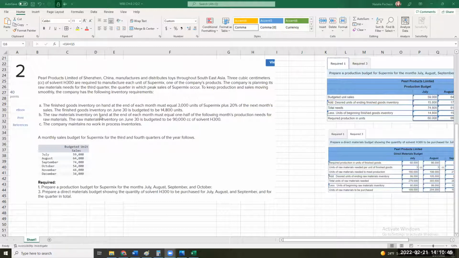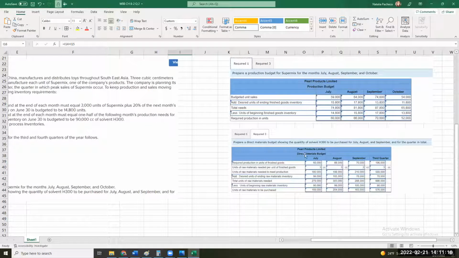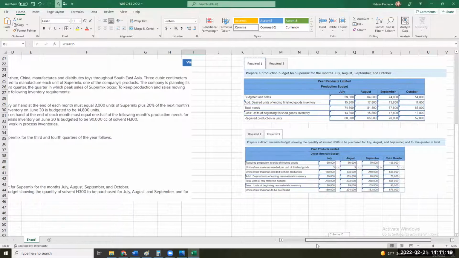Also, the raw materials inventory on hand at the end of each month must equal 1/2 of the following month's production needs for raw materials. The raw materials inventory on June 30th is budgeted to be 90,000 cc of solvent H300. And the company maintains no work in process inventories. So this is the budgeted unit sales from July to December. And we first need to create a production budget and a direct materials budget.